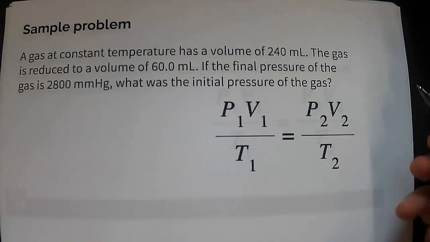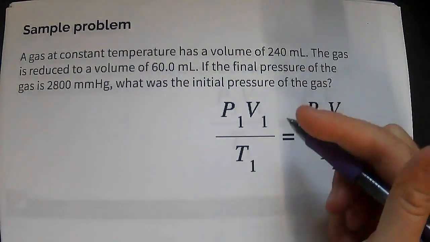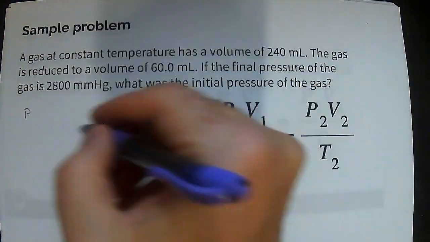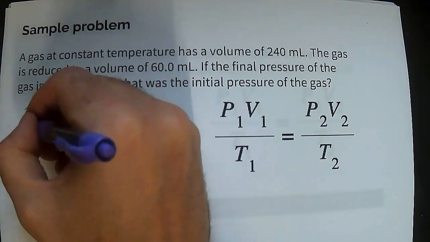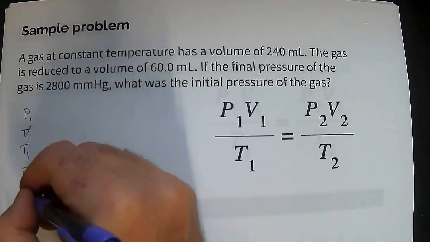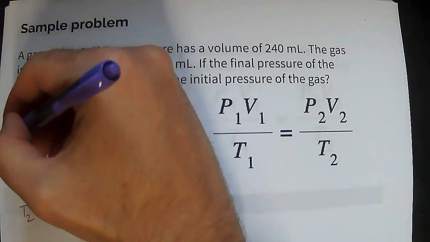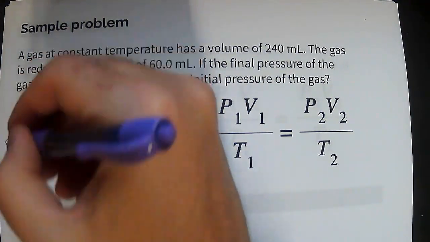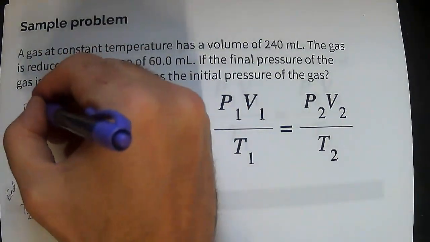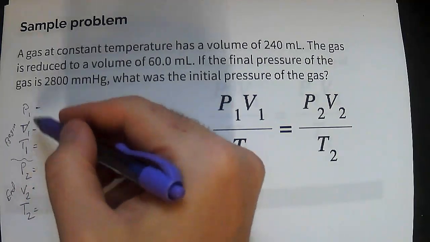So now let's do a sample problem using the combined gas law. Here's the way I would set this up. Before we even get started, I'm going to list all of these things: P1, V1, T1, P2, V2, T2. And remember, this is a change. So this is the stuff that happens at the beginning, and this is the stuff that happens at the end. You don't have to write beginning and end over here. But we can go through, and now we can read the problem.